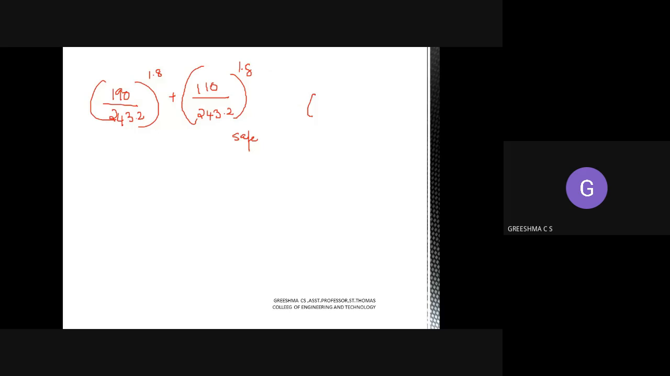You can complete this problem as homework. Okay, do this problem as homework. Tell me whether it is less than 1 or not, and after that do the reinforcement ratio.